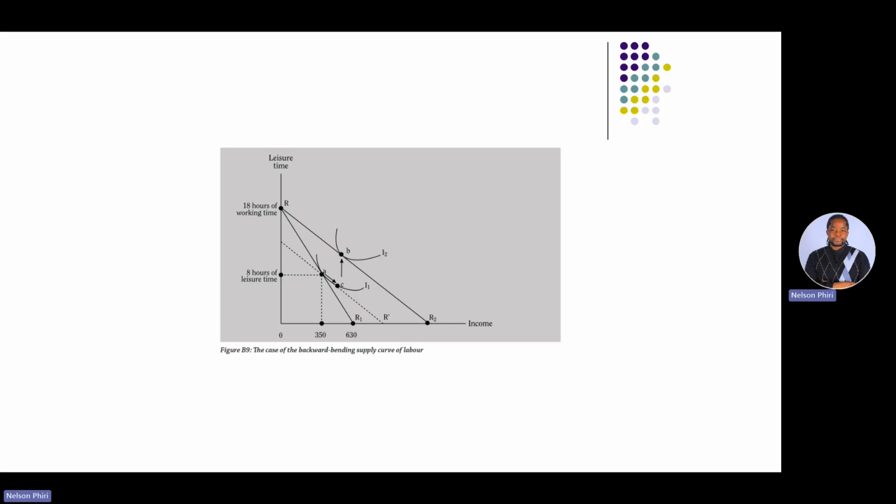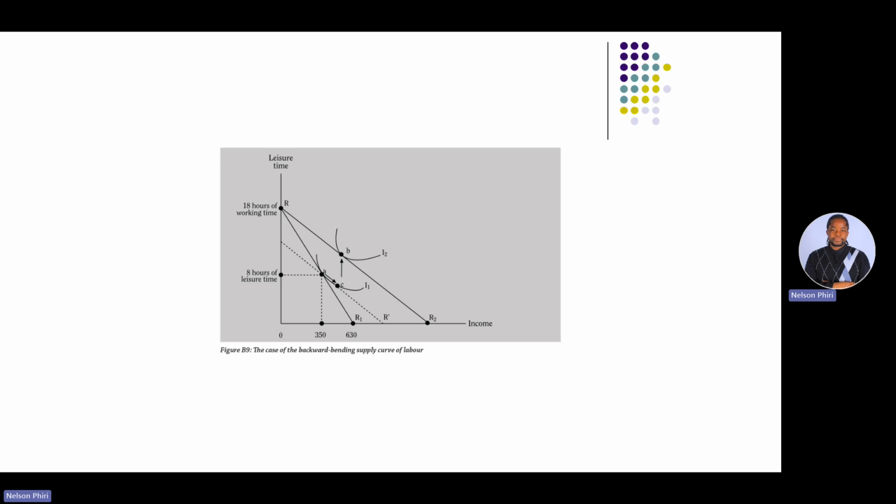Then we have the second movement, from C to B. This is known as the income effect. We get it because the person, because of the higher wage, argues that they can generate the same amount of income. Remember, before they were generating the 350 by working 10 hours. Now they argue that they can generate the same income by working fewer hours.